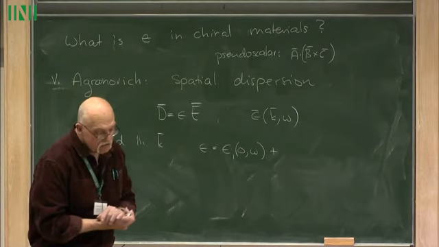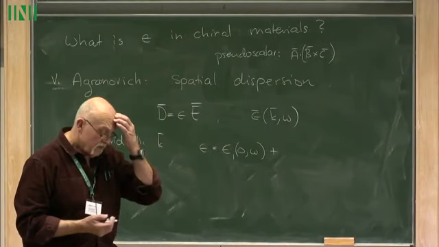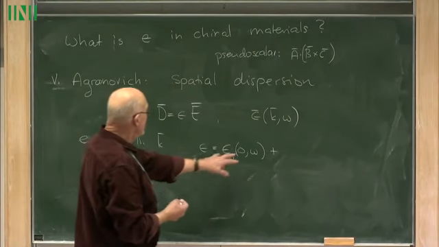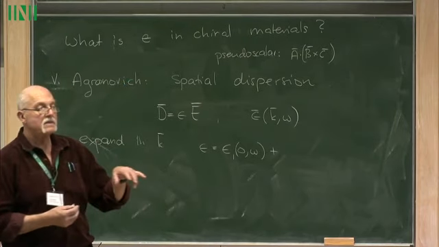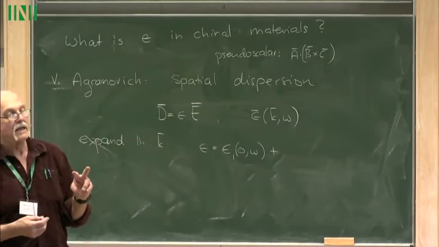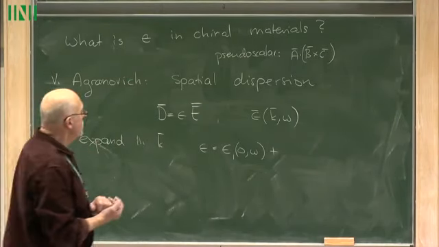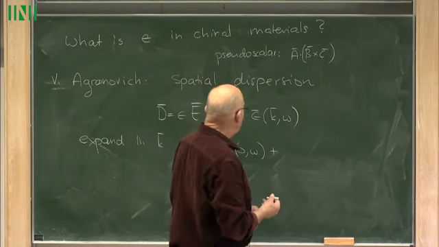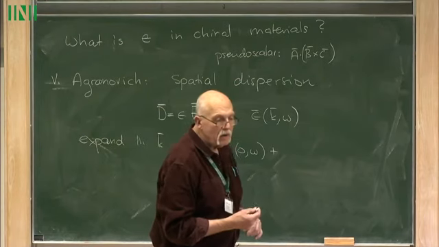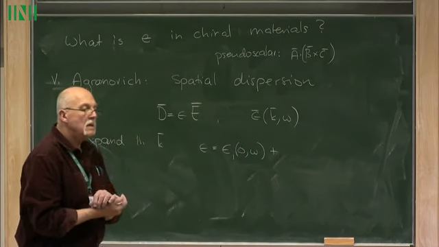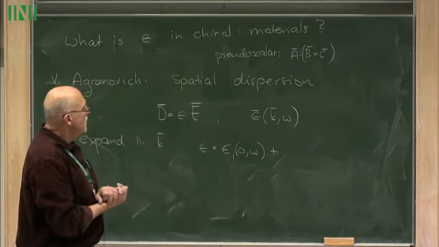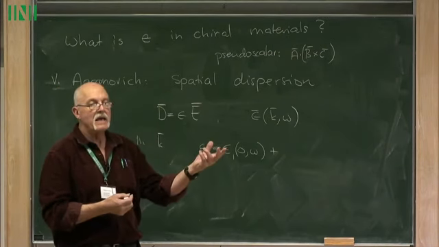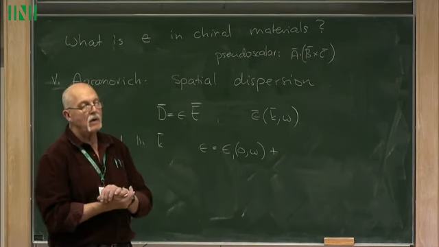But now, here we have to think, epsilon is a proper second rank tensor, so we have to make a term here which is a proper second rank tensor, and we have to have a k explicitly in it somehow. Okay?